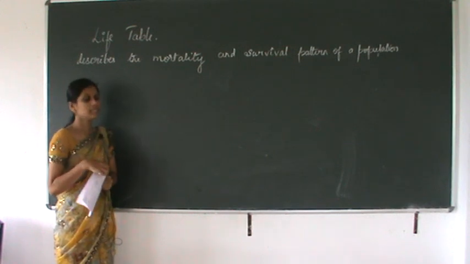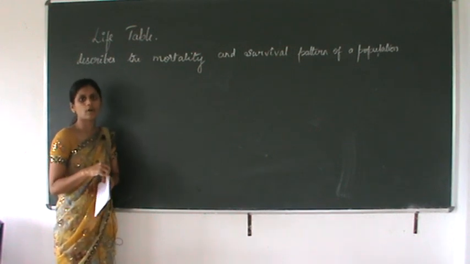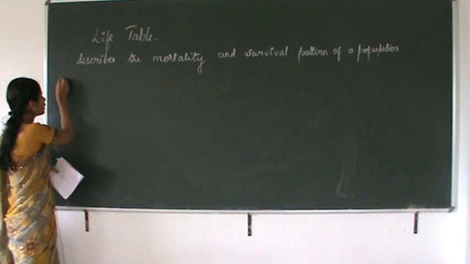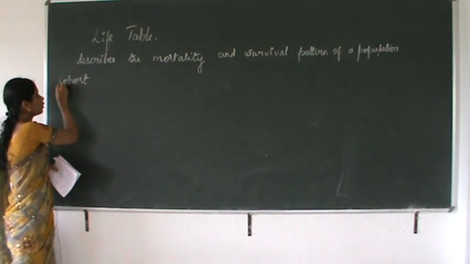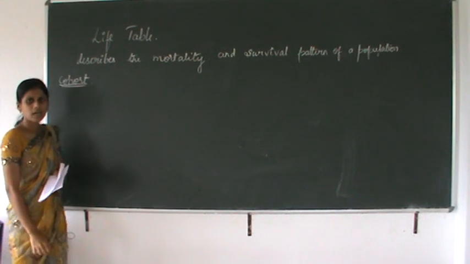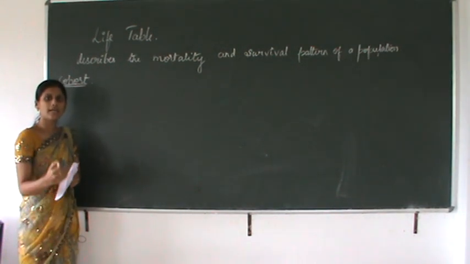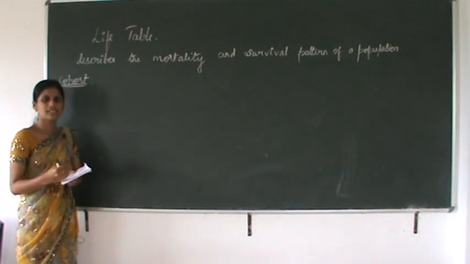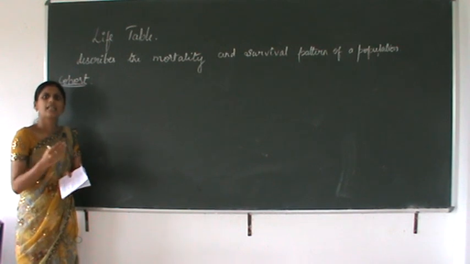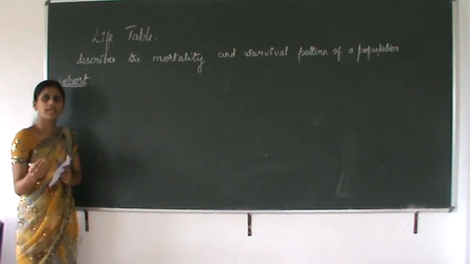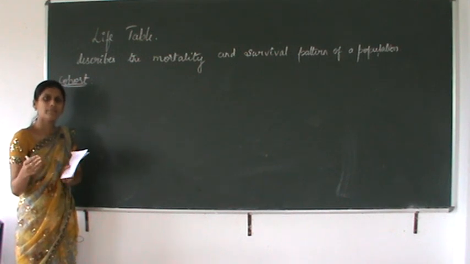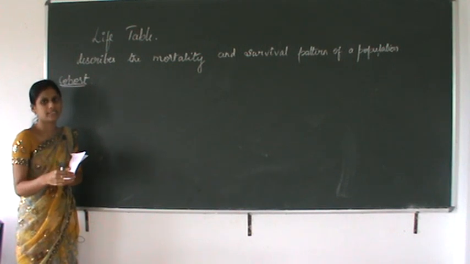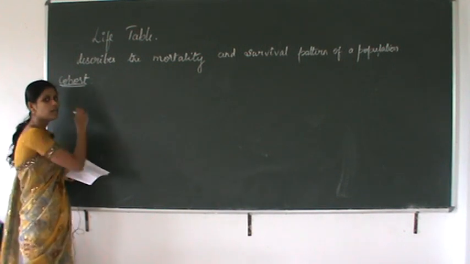Then we have to study some of the important terms that come under life table. First of all, what is this cohort? Cohort is a group of individuals who are born at the same time and who experience the same mortality condition. For example, in a year, the group of babies who are born at the same time and experience the same mortality condition is called a cohort.